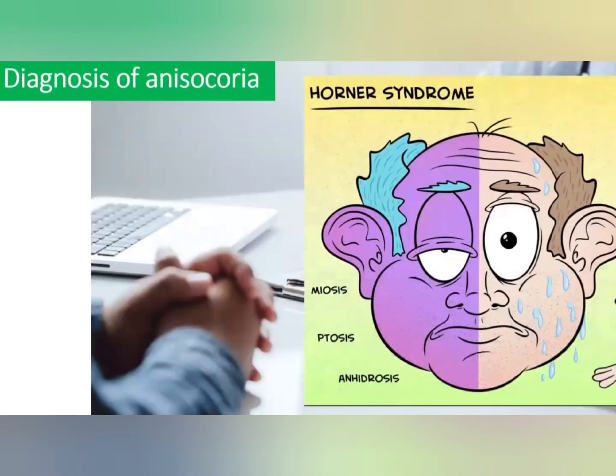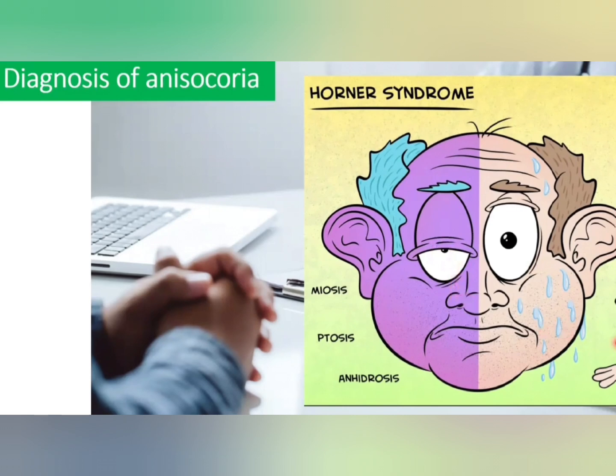Now here, as I told you earlier about Horner syndrome. To diagnose Horner syndrome, the eye specialist looks for a few key signs that are characteristic of the condition, like miosis, or small pupil. The pupil on the affected side is noticeably smaller compared to the other eye. This is due to a lack of sympathetic nerve activity that usually helps to dilate the pupil. Here you can see that this pupil is very small.